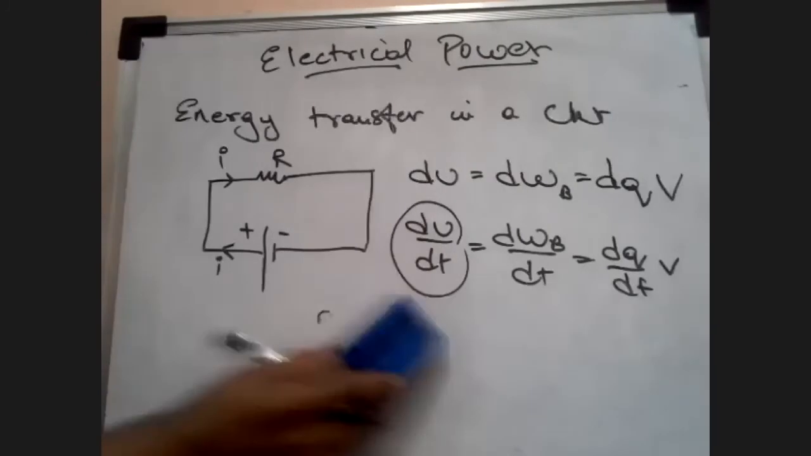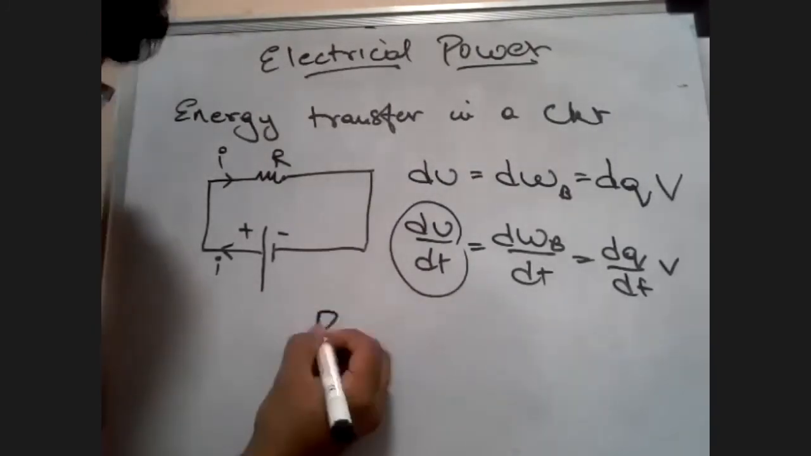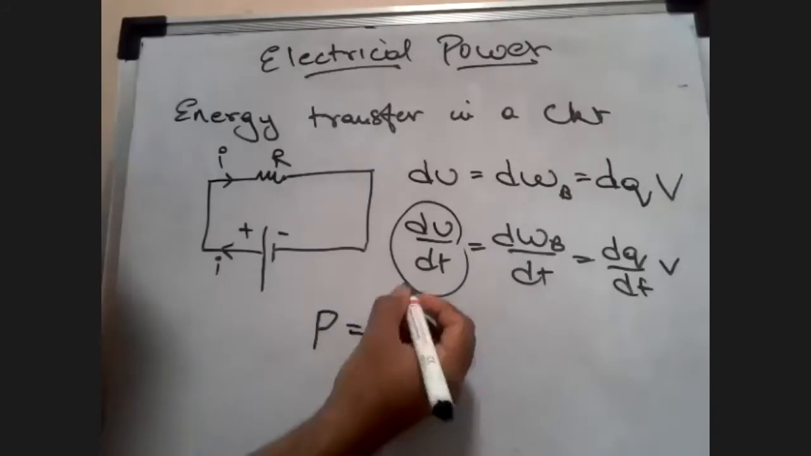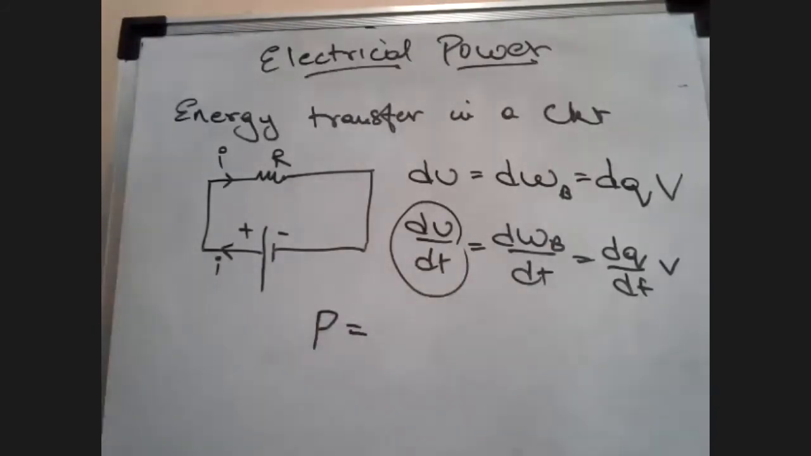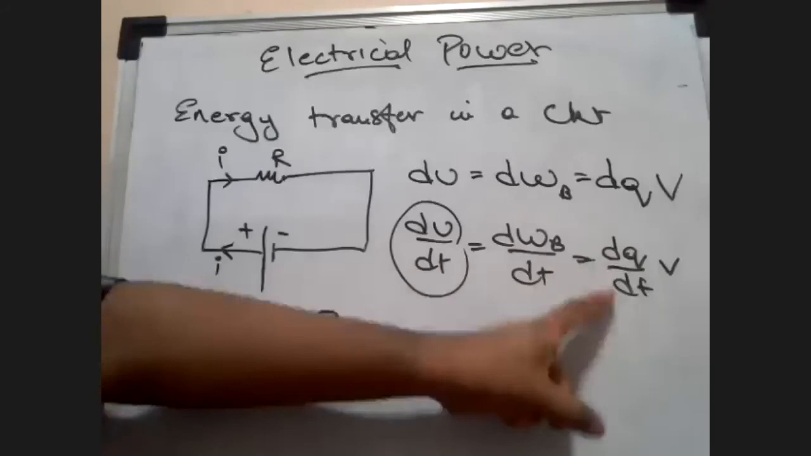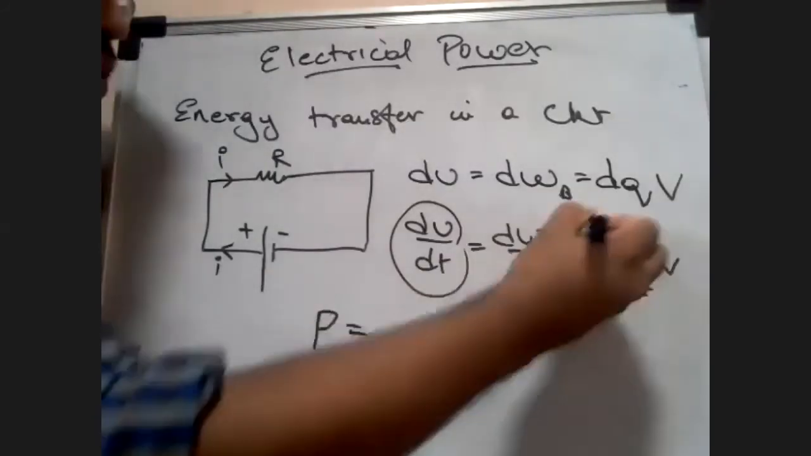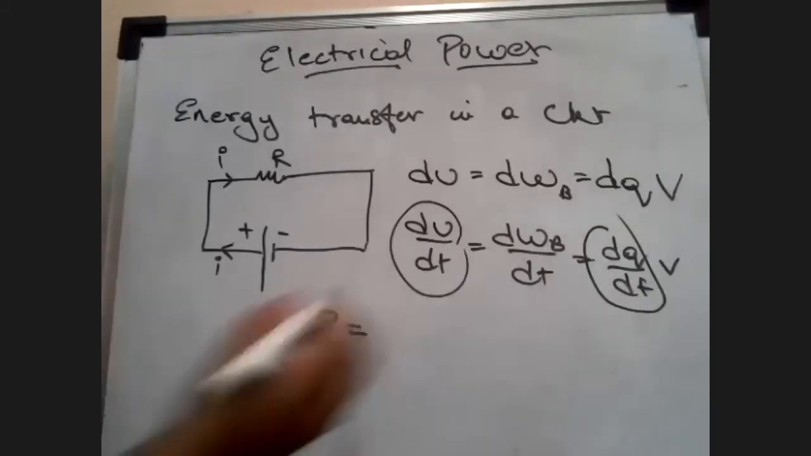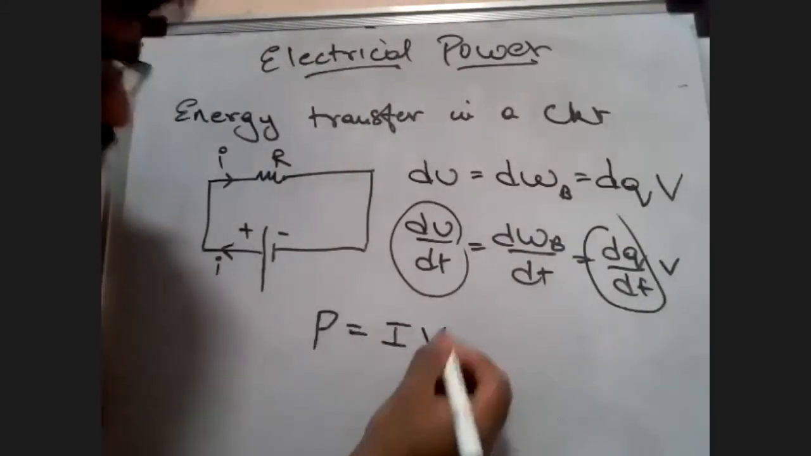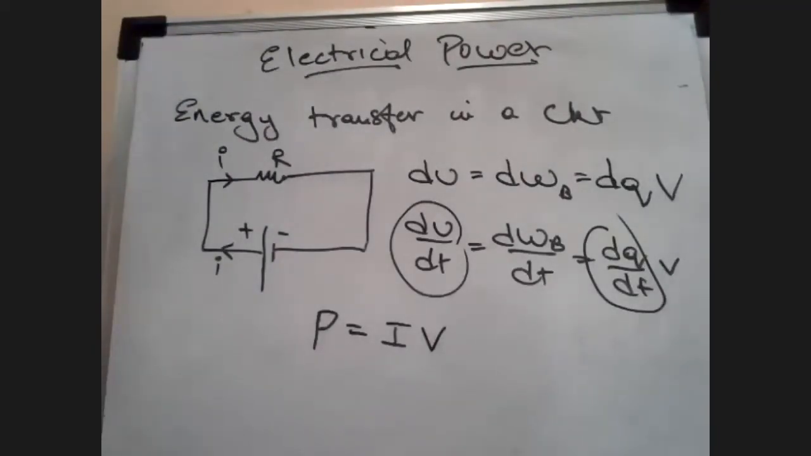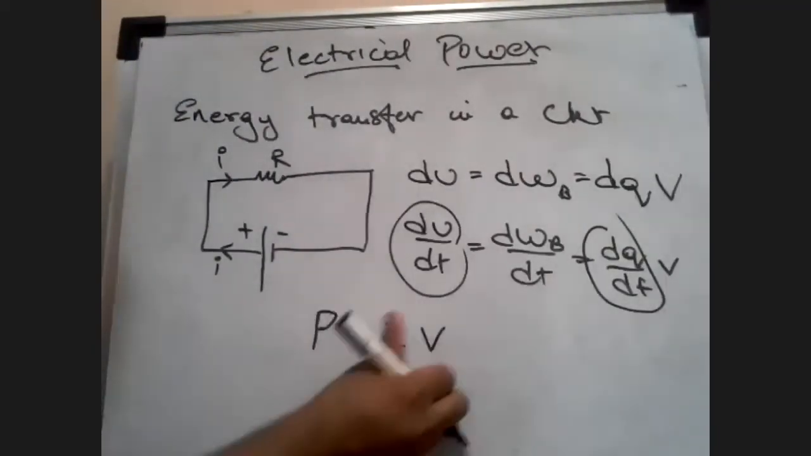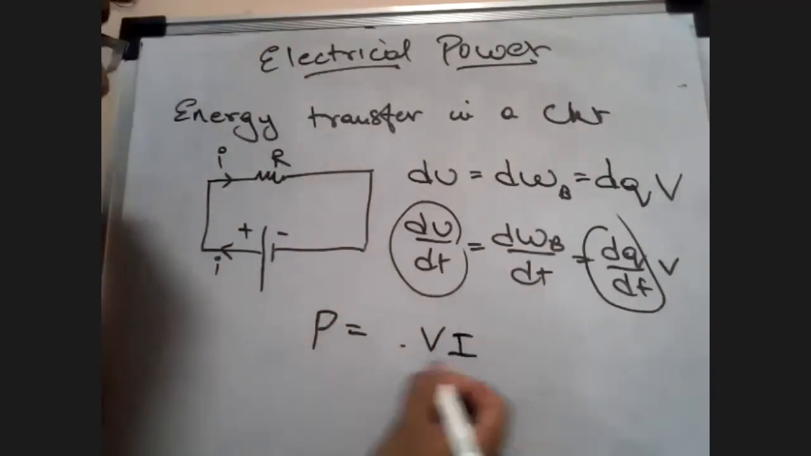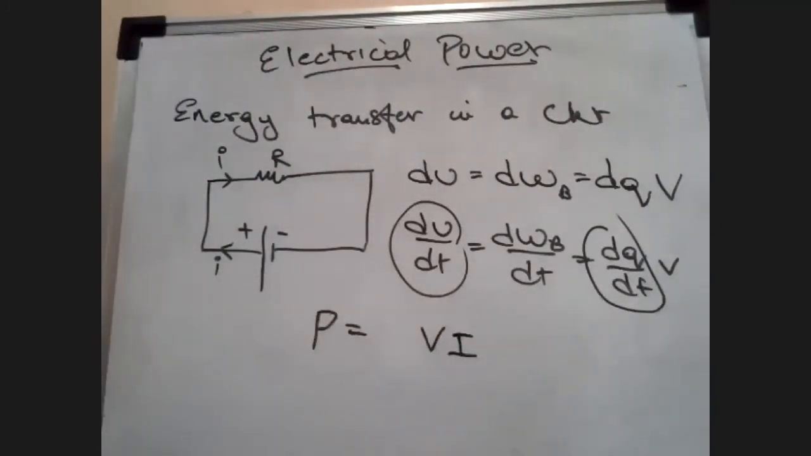Power is denoted by P over here. So P is equal to dU by dt, which is equal to dWb by dt. But what is dQ by dt? We have studied it. It is current. So if I replace that, it becomes I into V. In a general expression, P is equal to VI. It rhymes better like this. P is equal to VI. So this is the equation of power.